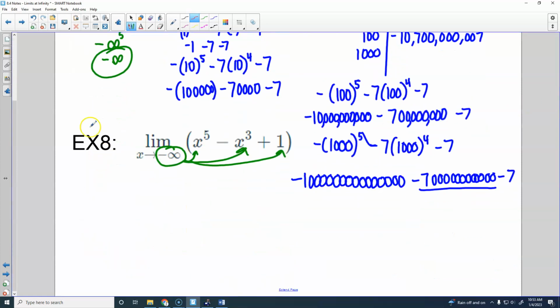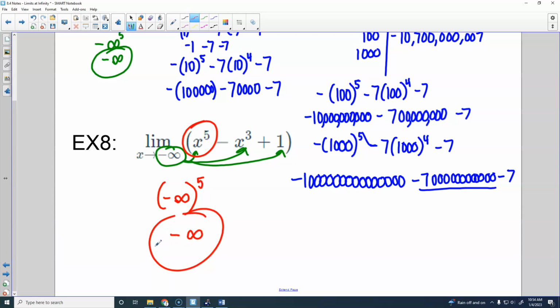Now, for example 8, I'm looking at negative infinity. So I could think about plugging in for all of these, but which one's the only one that matters for really large numbers? This x to the 5th, right? So this time you're plugging in negative infinity to the 5th power. When you raise something to the 5th power, does the negative stay or does it go? It stays. So I would have negative infinity here, and that would be my answer.